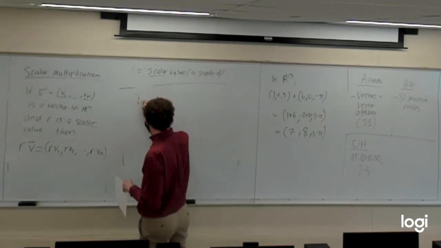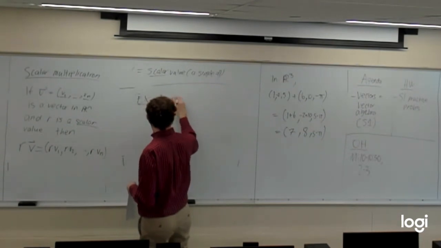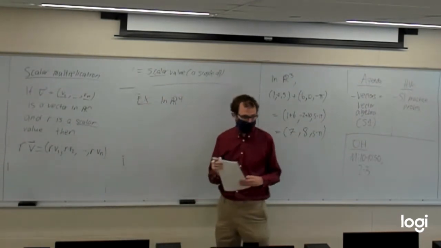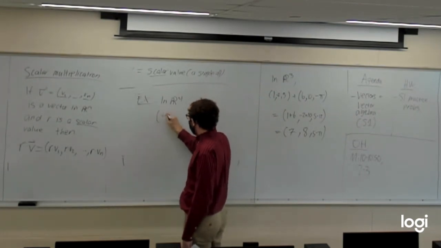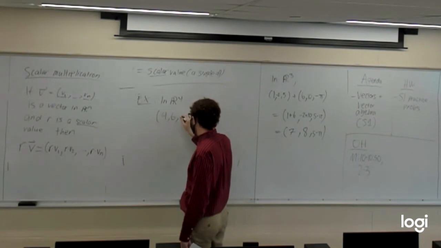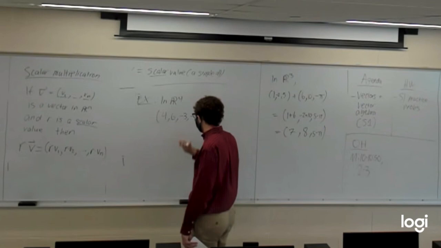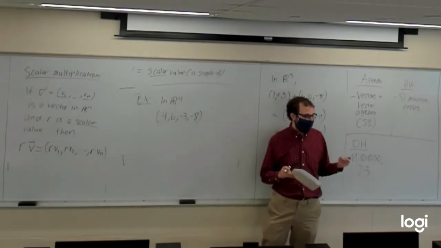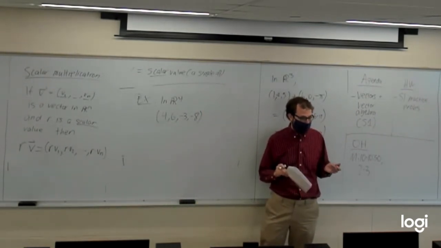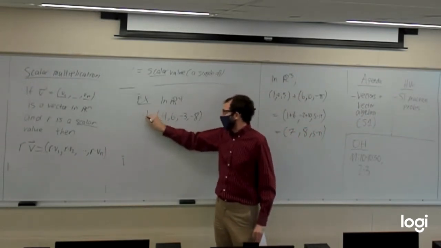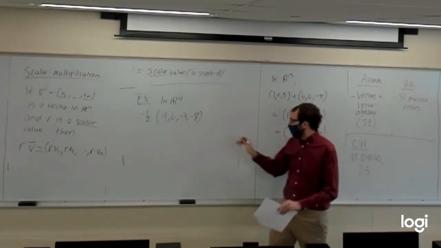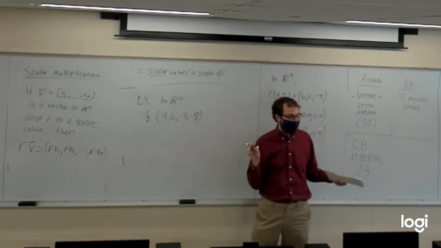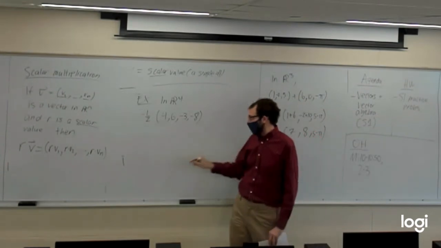So if, for instance, let's say we're in R4, and we had a vector, 4, 6, -3, -8. Let's say we had a scalar value. I'm going to pick the scalar value -1/2. And we wanted to multiply this vector in R4 by the scalar value of -1/2.